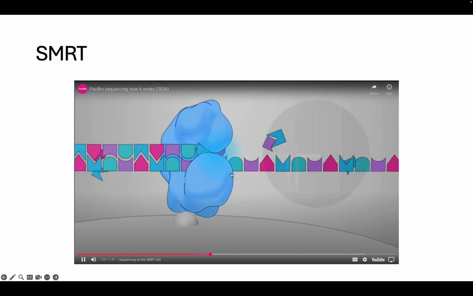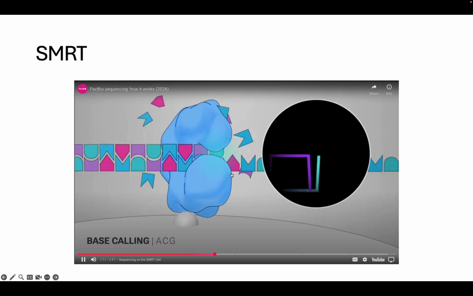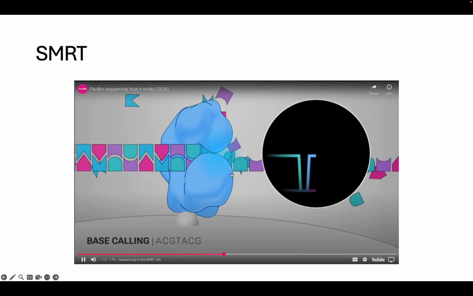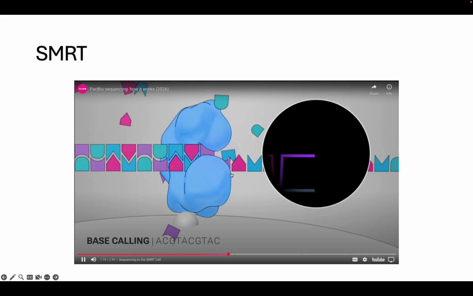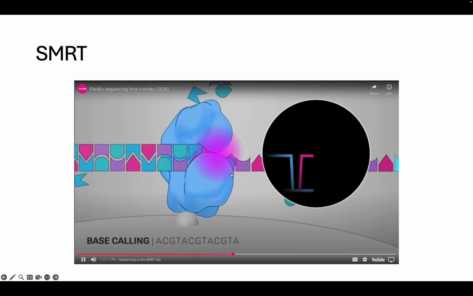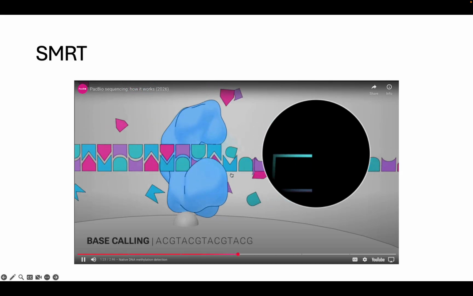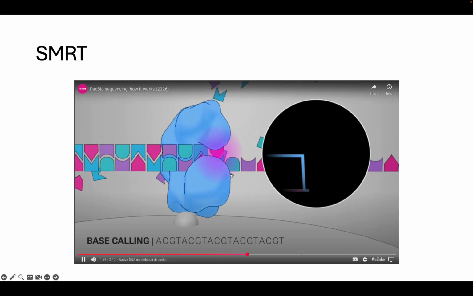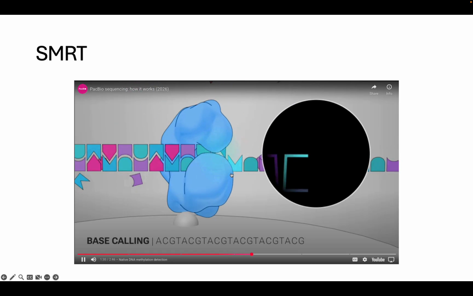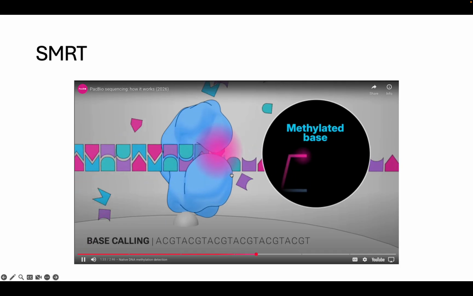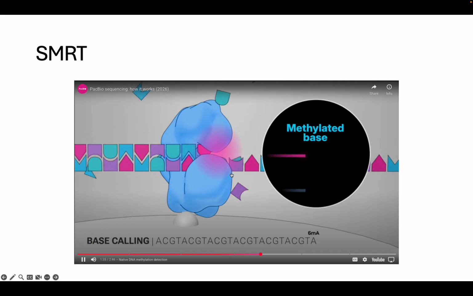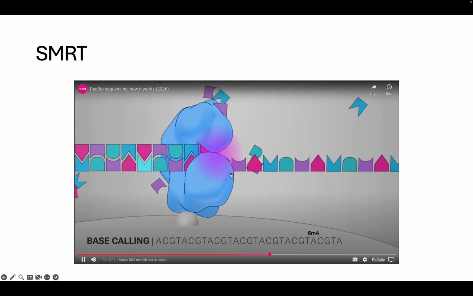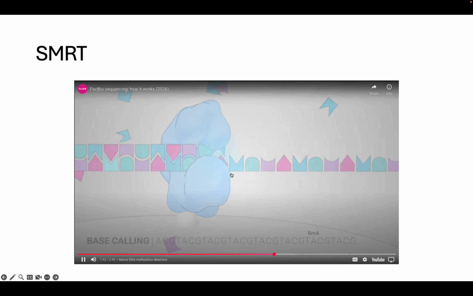As each base, A, C, G, and T, is added, a unique pulse of light is emitted and recorded in real time. These pulses create a continuous record of the molecule as it's read again and again. HiFi also captures epigenetic information automatically. When a base is modified or methylated, subtle shifts in the kinetic signature of the polymerase's incorporation rate reveal rich epigenetic insights like 5-mC and 6-mA methylation. This happens automatically on every sequencing run without additional library prep.